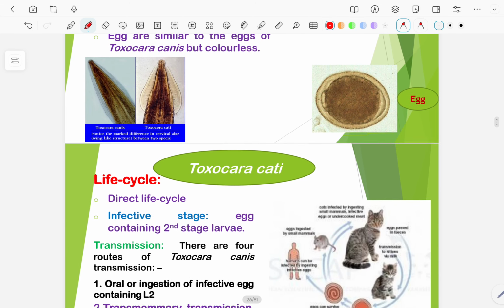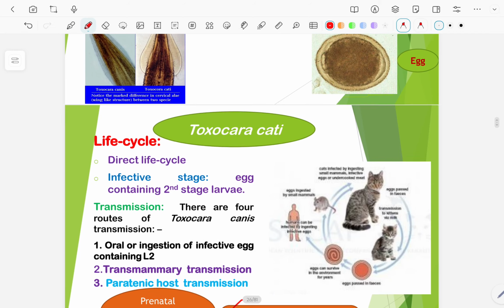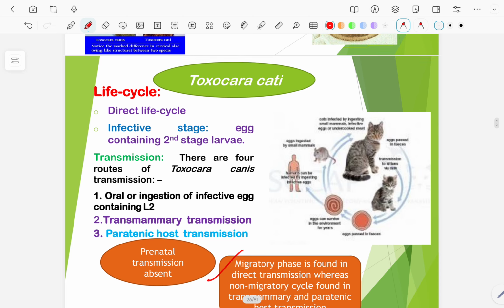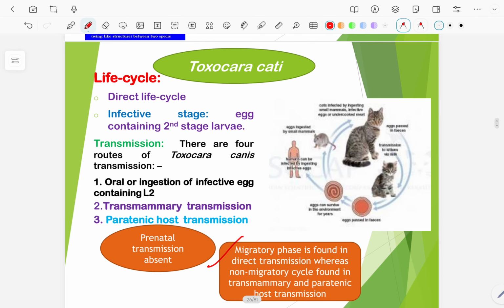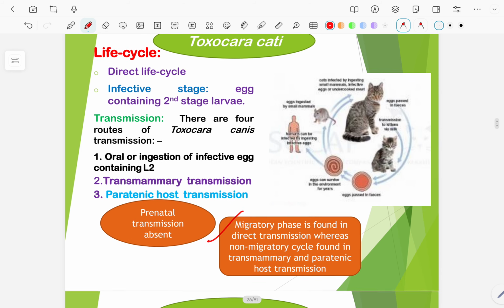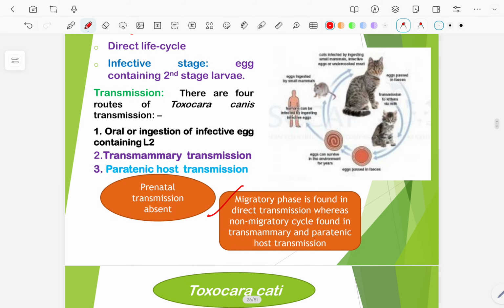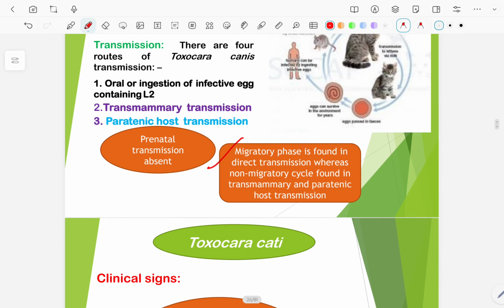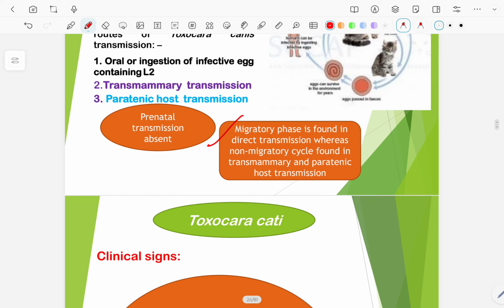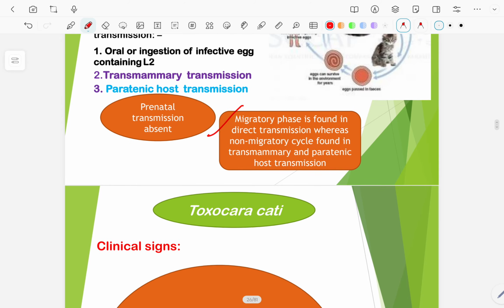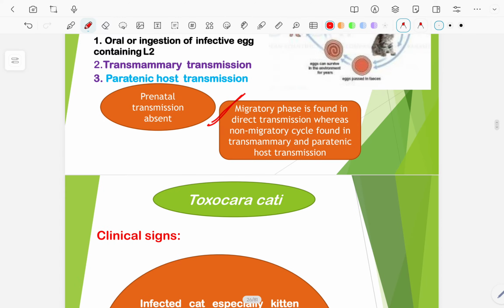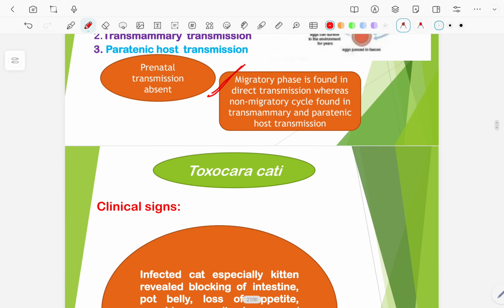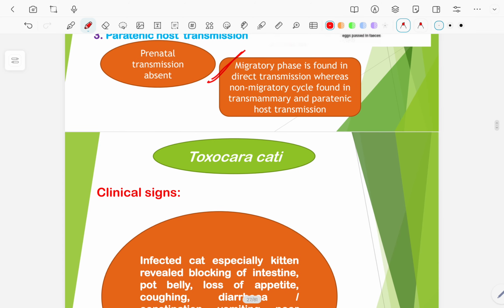Toxocara cati life cycle. Direct life cycle. Infective stage: egg containing second stage larvae. Transmission. There are 4 routes of Toxocara transmission: oral or ingestion of infective egg containing L2, transmammary transmission, paratenic host transmission, and parental transmission absent. Migratory phase is found in direct transmission, whereas non-migratory cycle is found in transmammary and paratenic host transmission.